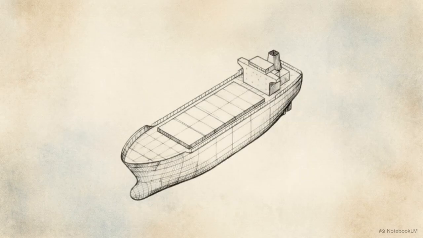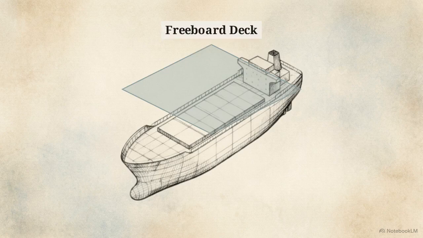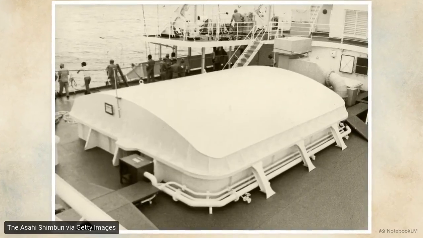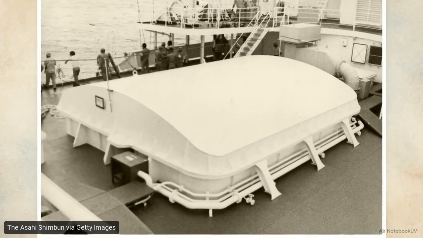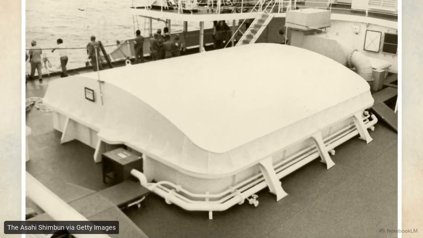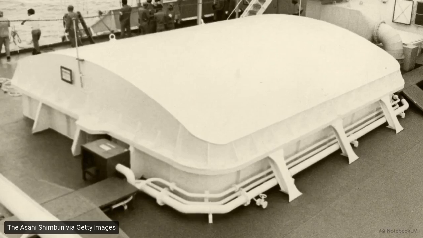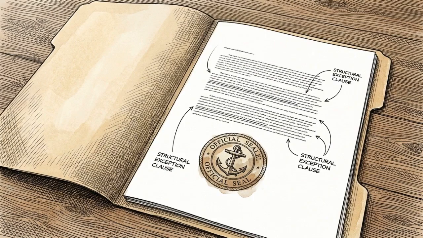Beyond the painted lines, Annex I of the convention dictates the strict safety hardware required below the freeboard deck to keep water out of the hull. The rules mandate specific technical measures, including watertight doors, freeing ports, openings that allow water to drain quickly off the deck, and heavily reinforced hatchways. However, Annex I contains a fascinating structural exception.